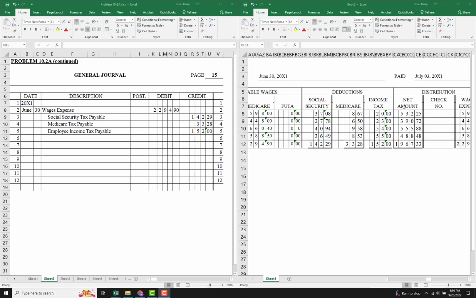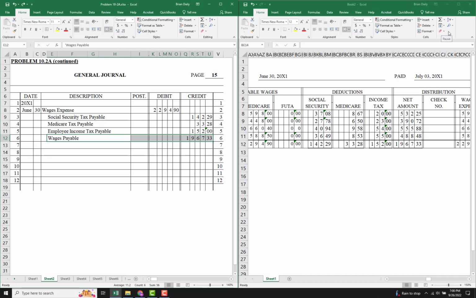Lastly, we need to look to the net pay column here, and the total net pay was $1,967.33. So what we're going to do with that is show that the employer owes that amount to the employees. The paycheck date is actually July 3rd, so on this date of June 30th, we are accruing the payroll. So that means that we're recording it, but we're not actually paying it. We're going to increase a payable in the amount of the net pay to the employees, and we will call that wages payable. So that makes our debits and credits equal, and our journal entry balances.